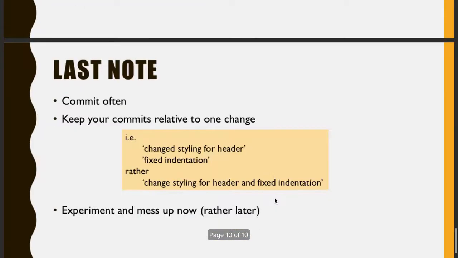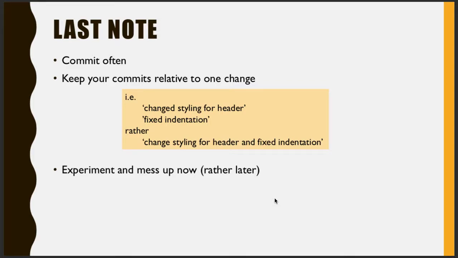And last note, commit often. Keep your commits relative to one change, i.e. change styling for header, fix indentation, rather than all in one with an "and". The rule of thumb that I was given was that if you have an "and" in your commit message, you should split it into two commits. And also experiment and mess up now rather than later on someone's source code.